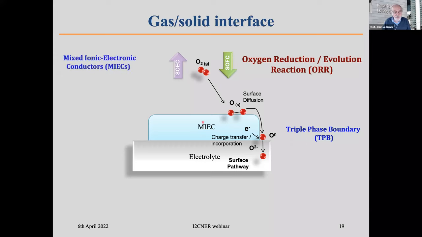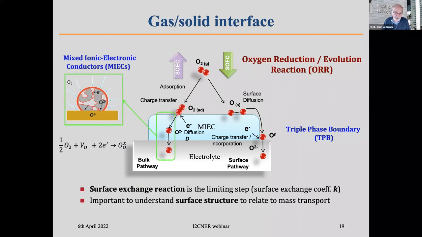Very early on, it was realized that if we moved to these mixed ionic electronic conductors, then this reaction, the adsorption, dissociation, and incorporation into this mixed ionic electronic conductor could occur at any point over this surface. And so these are much, much more active cathode materials. But to understand the processes that are going on here, we need to understand what's going on with the surface exchange reaction. It's often the limiting step. And obviously, we need to understand something about the defect chemistry of these mixed ionic electronic conductors. But we also need to understand what's going on here at the surface chemistry. So let's see if we can investigate some of these problems.